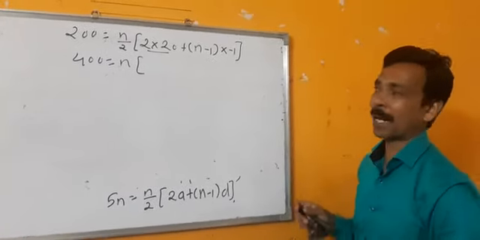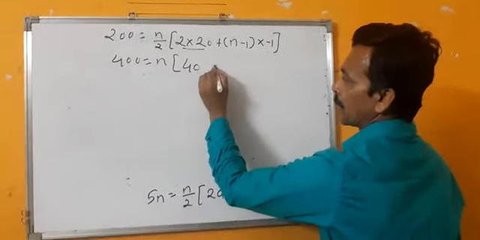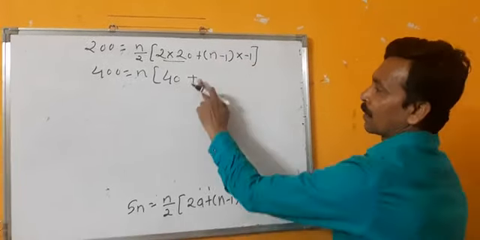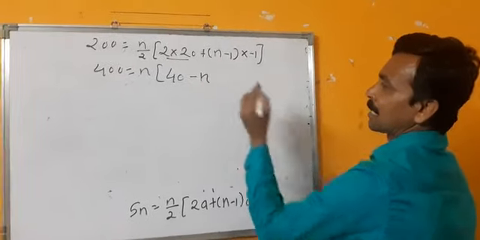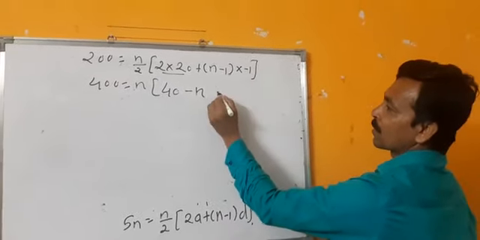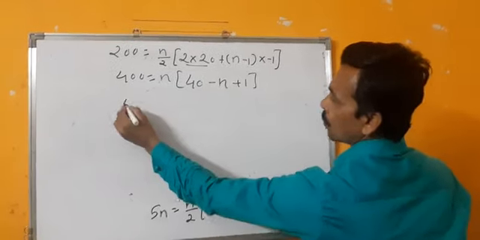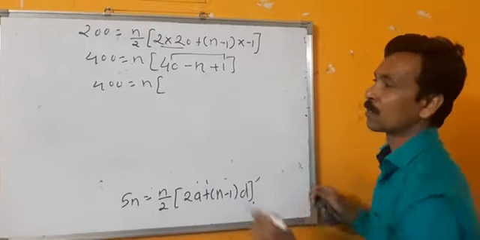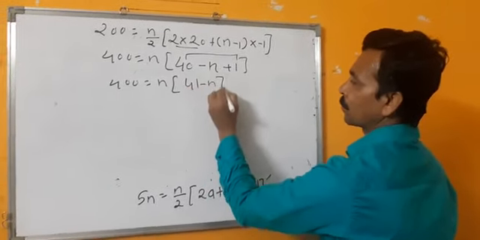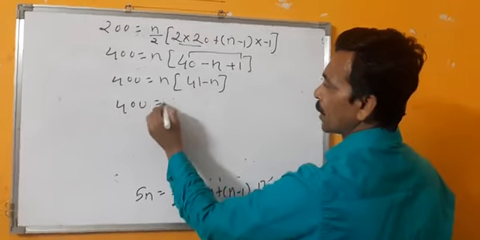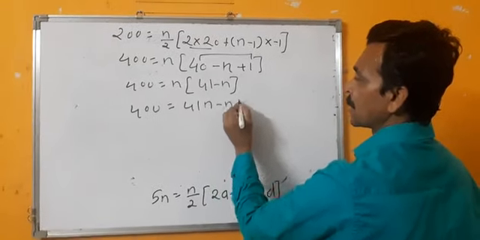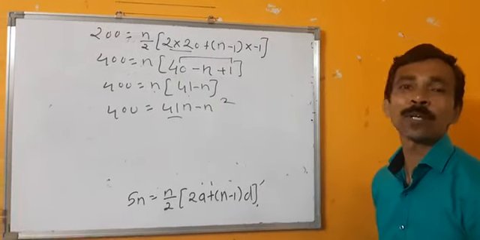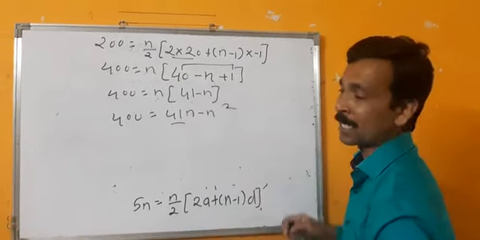Now I will multiply the bracket. 2 into 20, 40, plus n into minus 1, it will become minus n. Minus 1 into minus 1 is plus 1. 400 is equal to n into 40 plus 1 is 41 minus n. 400 is equal to 41n minus n square. Because we multiply n with 41, it becomes 41n. n into minus n is minus n square.